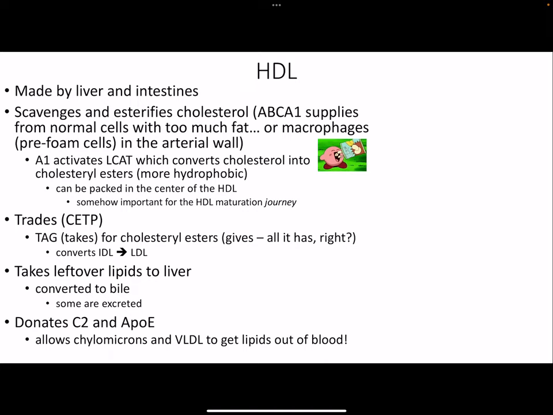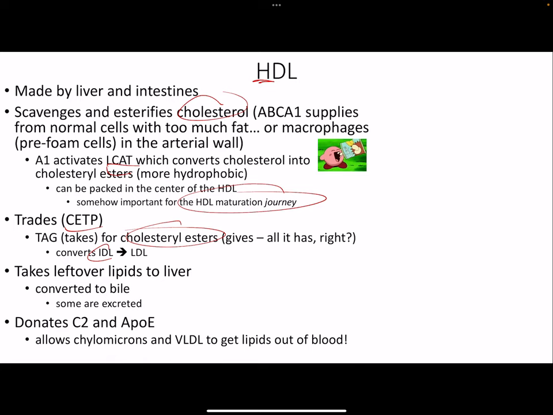Liver and intestine make this. We'll get into this. It's going to scavenge cholesterol. ABCA1 pumps this out from a foam cell or whatever, a macrophage, and gives it to the HDL. A1 also is going to activate LCAT, which is going to turn cholesterol into a cholesterol ester. It's packaged in the center of the HDL, and somehow this is important for its spiritual journey, its evolution to a mature HDL. CETP is for trading. All it has is cholesterol or cholesterol esters, so it's going to give them in exchange for triglycerides. And this is one of the ways that an IDL can become an LDL.